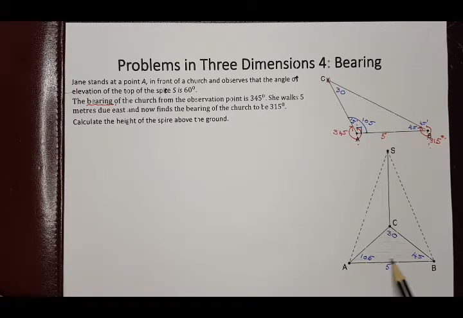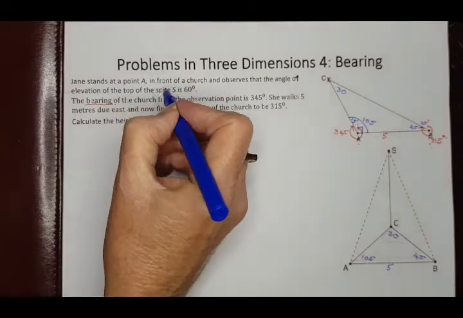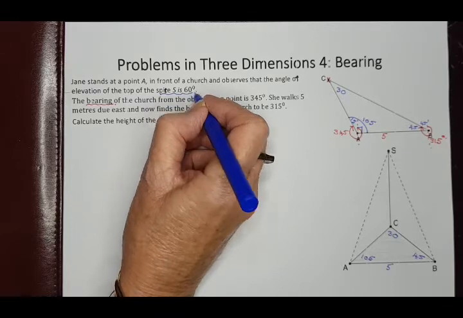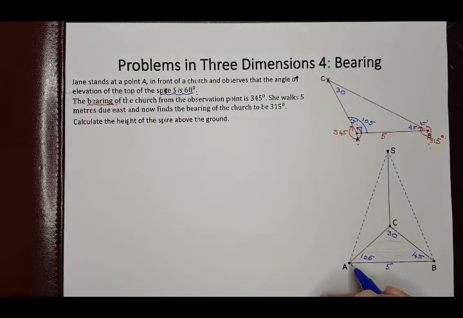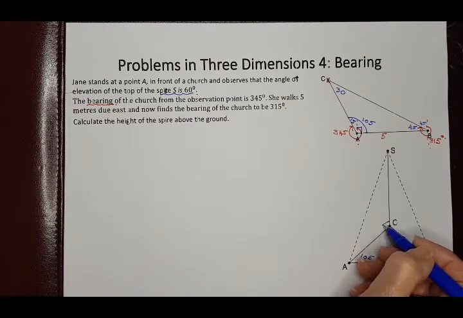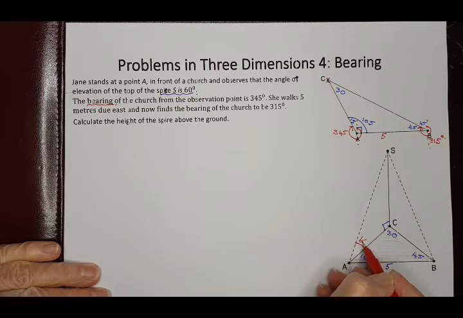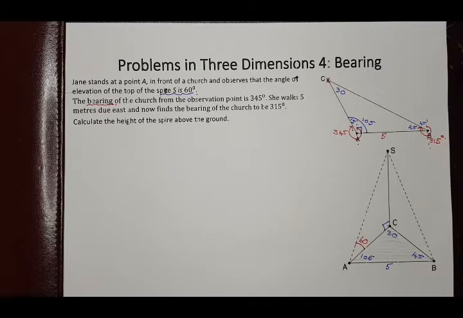Now that I've transferred all the information about the bearing onto my horizontal plane, let's just shade this. Now I can listen to what it says about the angle of elevation. The angle of elevation of the top of the spire is 60 degrees. From A, I look towards the church, looking along that horizontal line. That angle there is 90. The angle through which I look up at the top of the spire is going to be 60 degrees. So this angle over here is going to be 60 degrees. Now we're trying to find the length of SC.